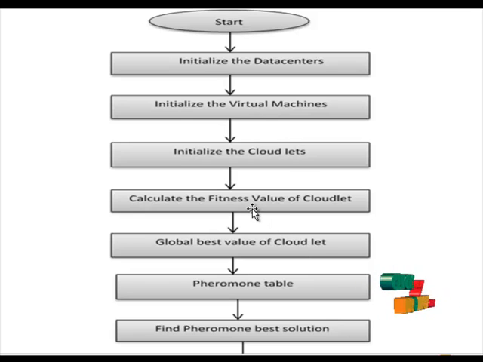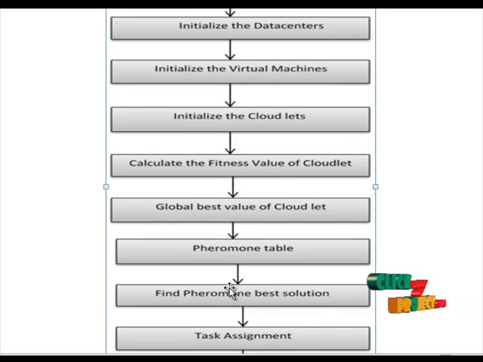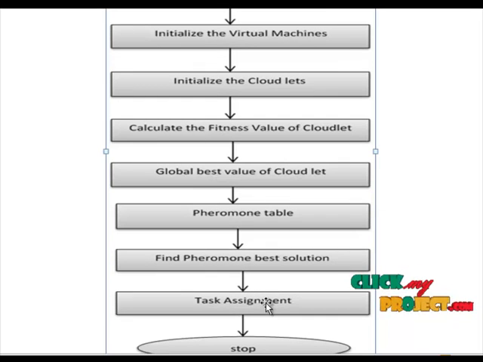After getting the cloud parameters, we calculate the fitness value of cloudlets, and then apply the global best value of cloudlets. Then we find out the pheromone best. We construct the pheromone table. In the pheromone table, we calculate the weight of each cloudlet. Then we find the pheromone-based solution. Finally, we assign the tasks based on the weight value.